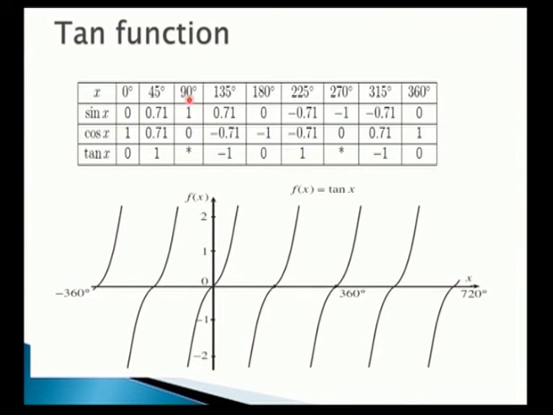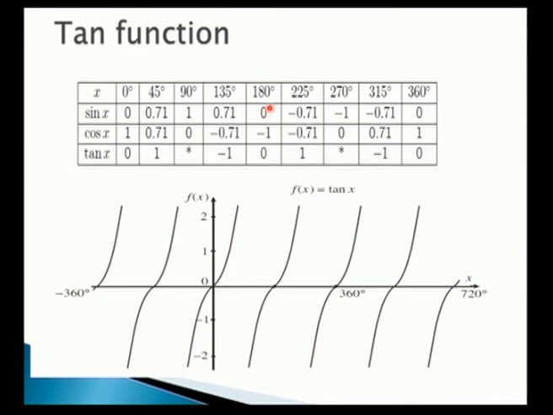Then tan 90. Tan 90 is equal to sine 90 by cos 90. Sine 90 is equal to 1, cos 90 is equal to 0. 1 by 0 is equal to undefined, infinite. So, here that undefined symbol is given. Then 135, sine 135 is 0.71, cos 135 is minus 0.71. The ratio of 0.71 and minus 0.71 gives minus 1. So, tan 135 is equal to minus 1.